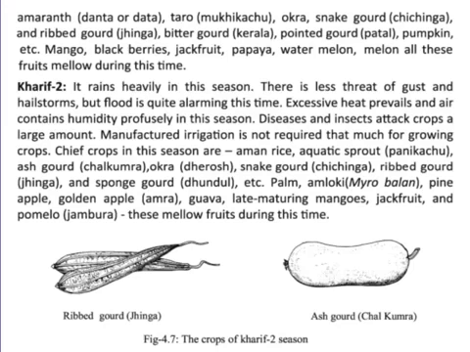And fruits: amloki, we will say gooseberry, pineapple, golden apple, umbra, guava, and late maturing mangoes, and jackfruit, pomelo, and jambura, these fruits ripen during the season. In Kharif 2 we will see this type of hot temperature crops.